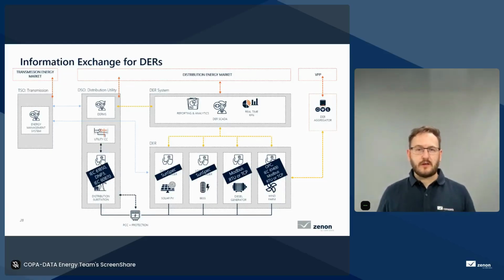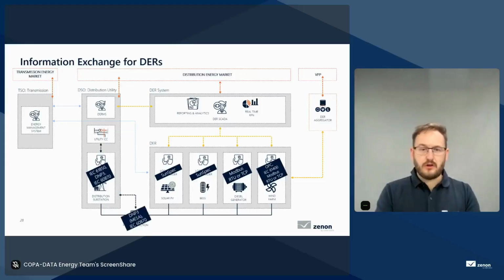But as soon as we start to get into the realms of grid connection, one of the bread and butter for Zenon for many years has been substation automation. And here we start to see the likes of 61850, DNP3, 60870 in our grid-connected substations.